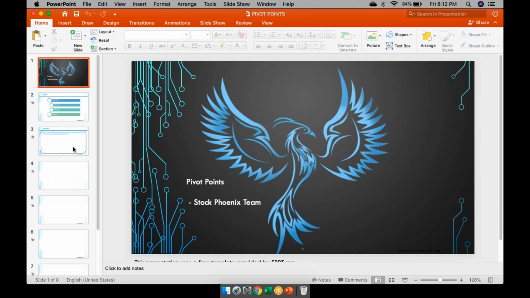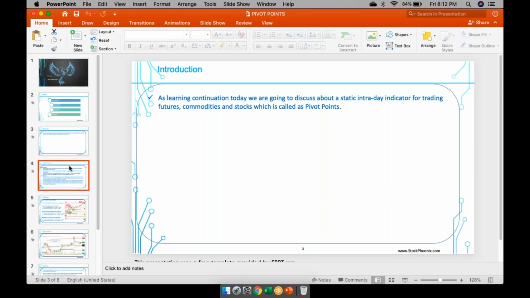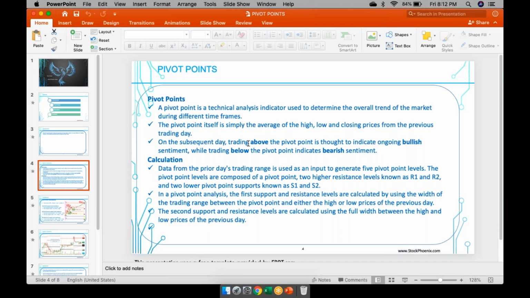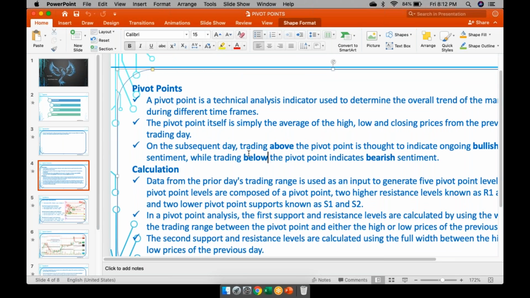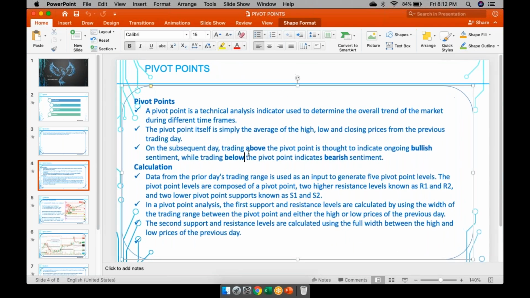So it's not like a big PPT is there. We have a small takeaway from the pivot, but we will learn very clearly. A pivot is a technical analysis indicator used to determine the overall trend of the market during different time frames. The pivot point itself is simply an average of the high, low, and closing price from the previous day's trading.